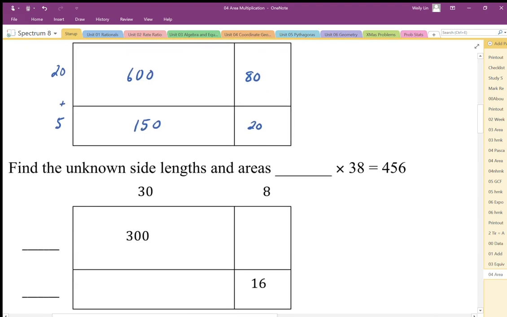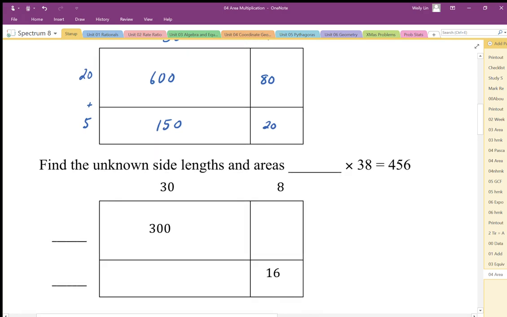We can also do division with this, because if we want to know these unknown lengths here along the vertical, we have some area and a length, so we can actually find out the other length through unmultiplying or dividing. So for example, we can say that 300 divided by 30 equals 10, because 10 times 30 equals 300. So we can write that in. And we know that the total area here is going to be 456. So we know that it looks like 140 must be split up between these two parts here.